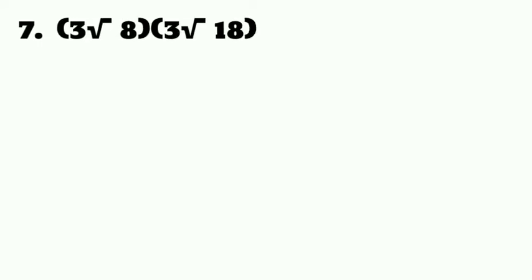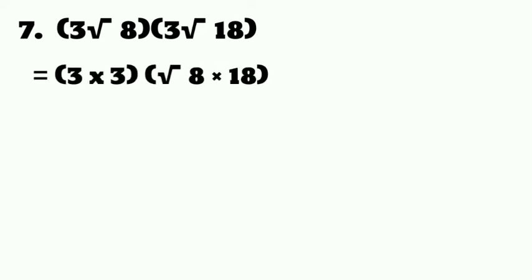Problem number 7, we have 3 square root of 8 multiplied by 3 square root of 18. Problem number 7 is a radical expression kasi may square root sign siya or what we call radical sign. First, let's simplify. Unahin natin yung coefficient kaya magiging 3 times 3. Then next yung nasa radical sign, square root of 8 times 18.